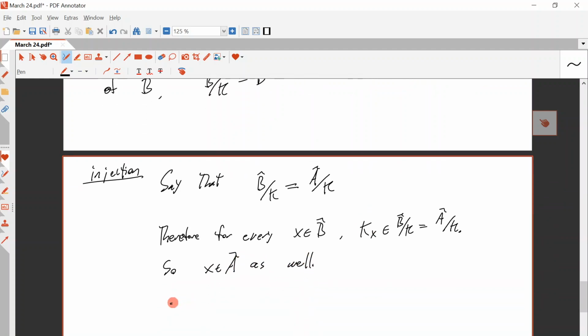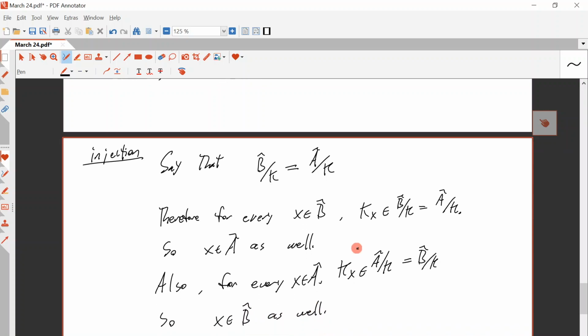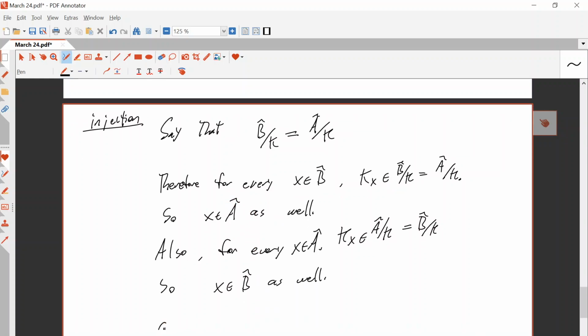Right. Also, for every x in A hat, kx is an element of A hat mod K, which is equal to B hat mod K. So x is an element of B hat as well. Right. So B hat is a subset of A hat, and A hat is a subset of B hat. So they're the same. So A hat equals B hat.